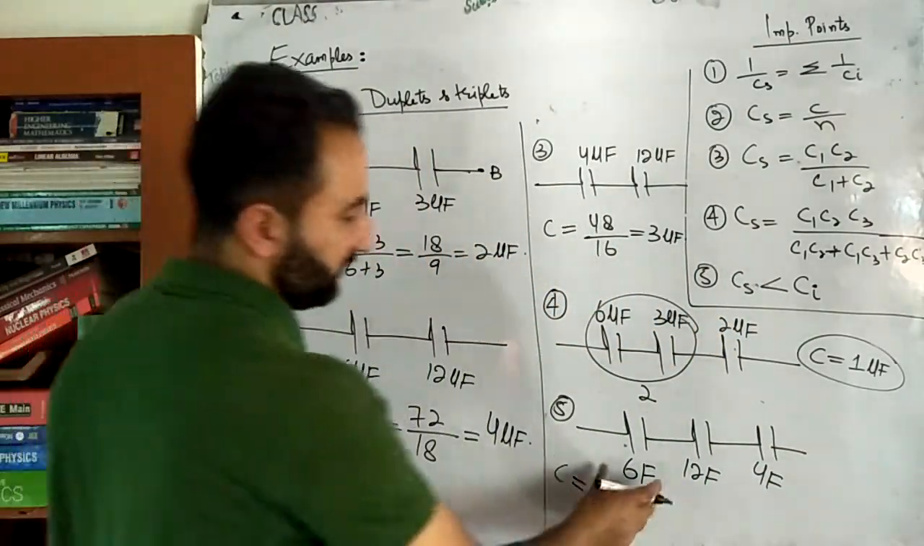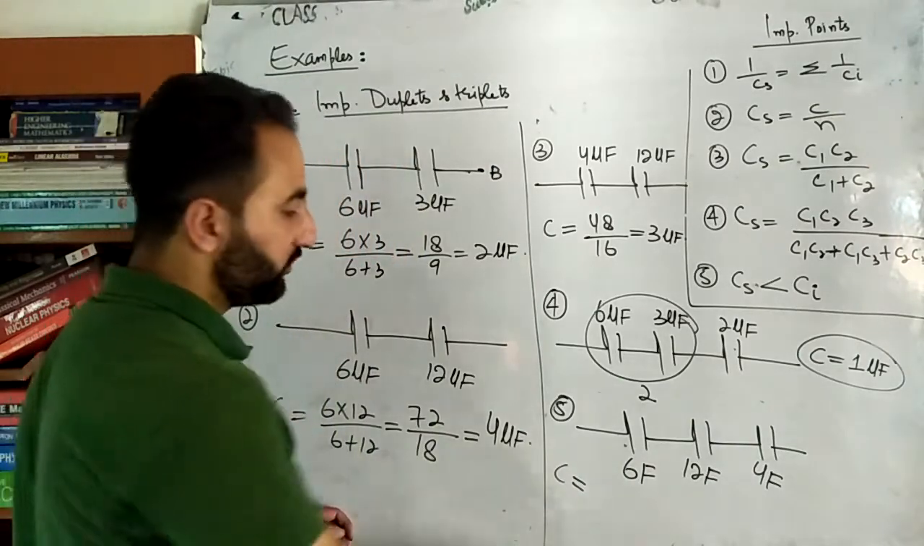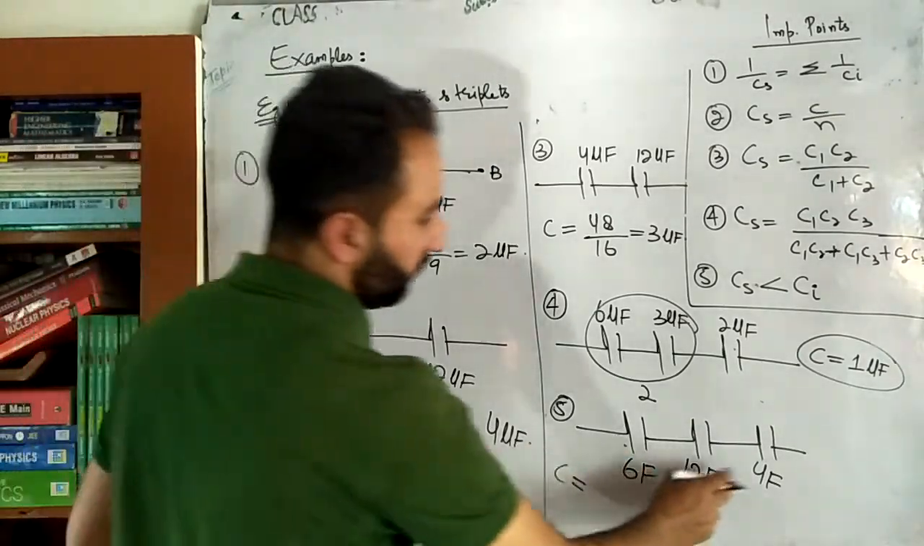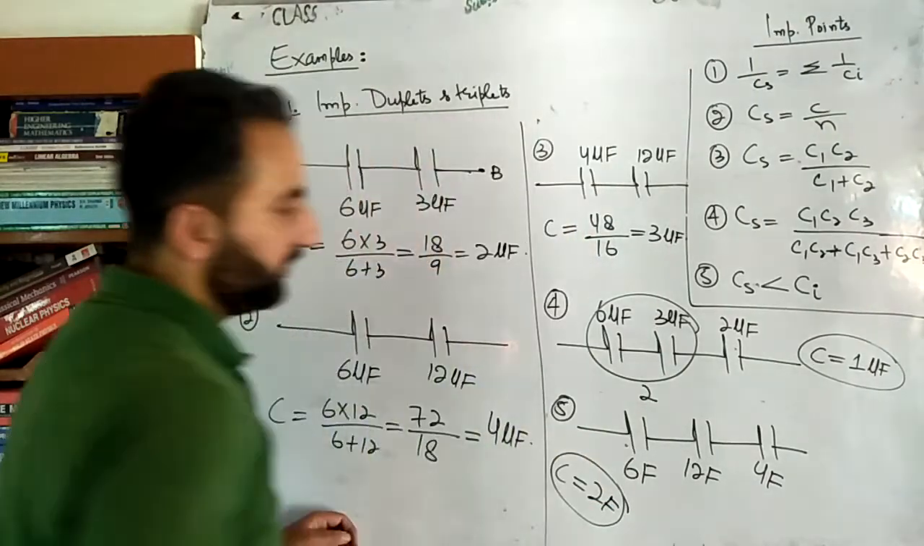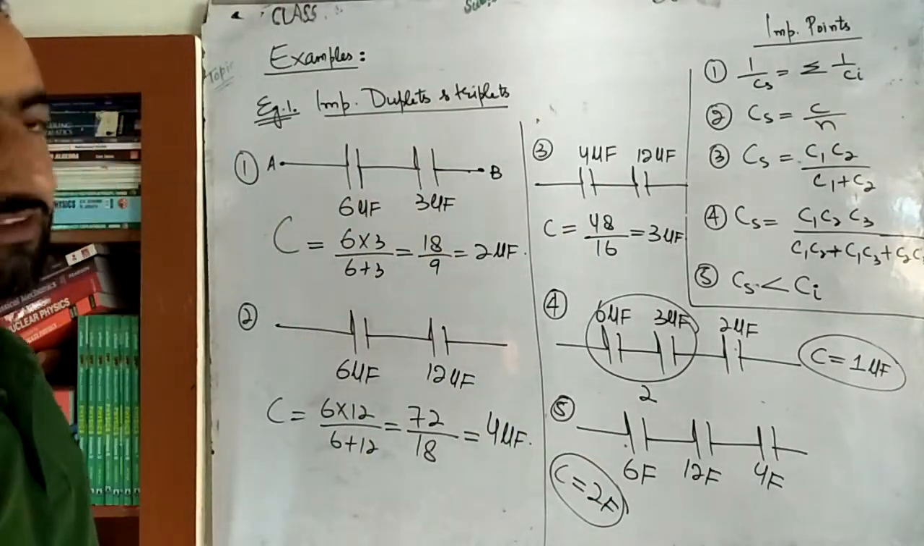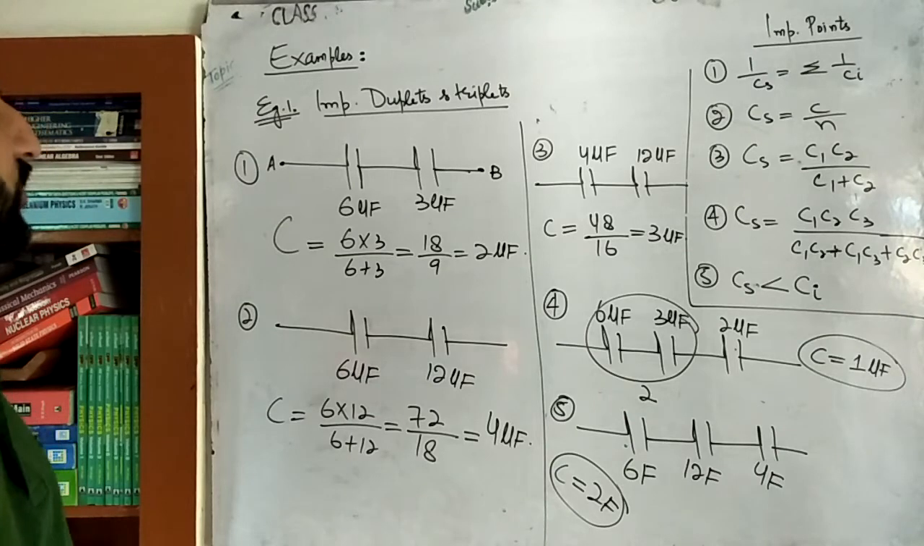अब ध्यान रखो बेटा. 6 and 12 is 4, and then 4 and 4 that's equal to 2. तो आंसर कितना आ जाएगा? 2 farad. Okay, ठीक है ना बेटा? So these are some important duplets and triplets. Okay, तो याद क्या रखना है?